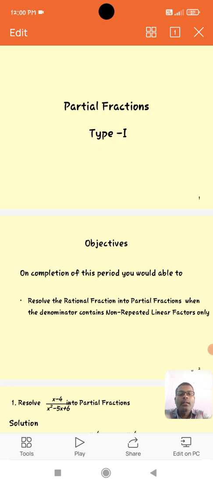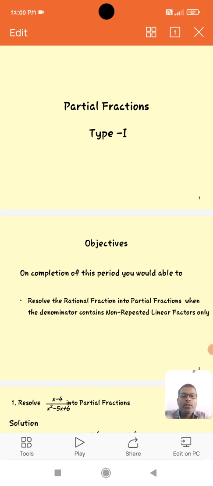Okay, on this we learn about linear factors. In this one, repeated linear factors and non-repeated linear factors. The other one, quadratic factors. Those are also repeated quadratic factors and non-repeated quadratic factors. Okay, in the last class we learned about the actual format of the partial fractions.